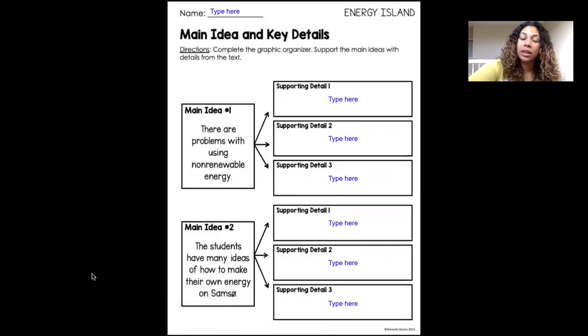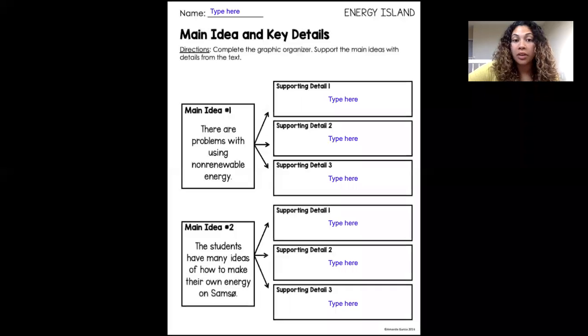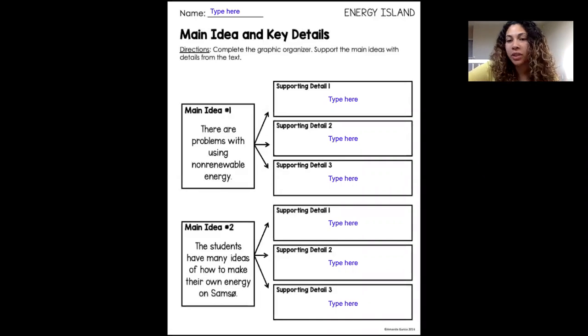So again, just like last week with theme, find someone, read your details to them and ask them, what do you think the main idea is based off of the details I gave you? If their response is way off, we have to go back and fix those details. But if they say something that's similar to the main idea that's listed here, then you're on the right track. So make sure that all three details are different, but that they align with that main idea.